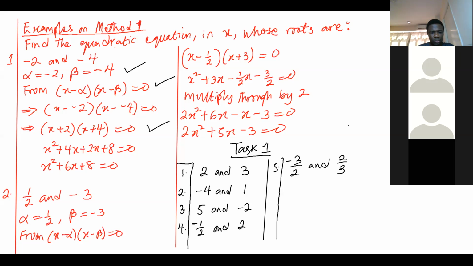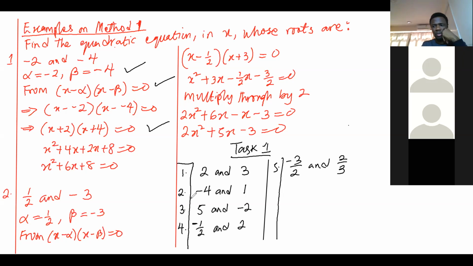Okay, I've scanned through at random. I don't think there's any issue. Very good. All right, so let's move on. If there are issues, we'll discuss it before we begin next time, okay? So now we're going to use method 2, okay? Examples on method 2 now.